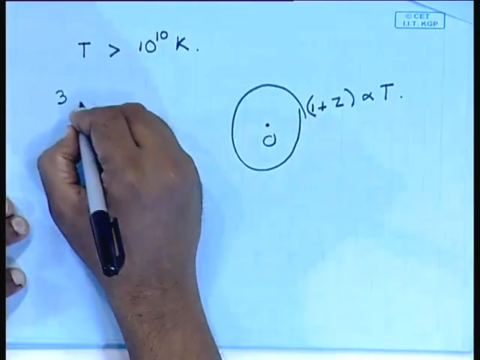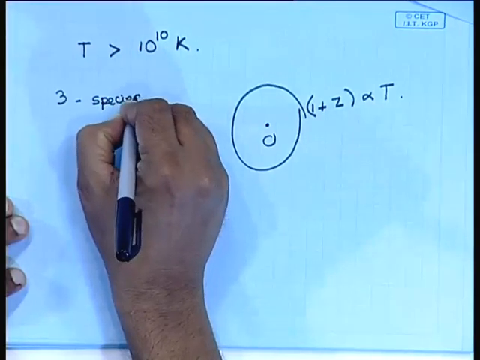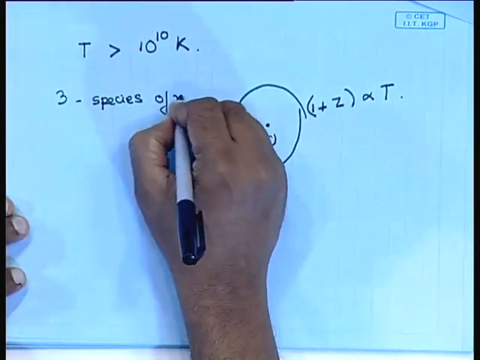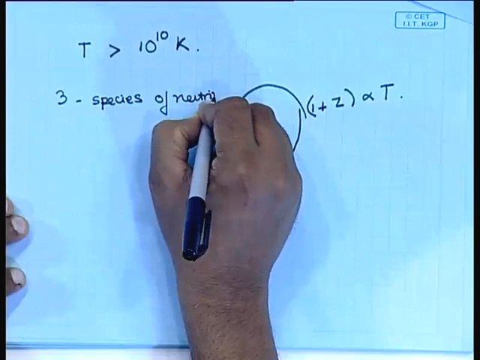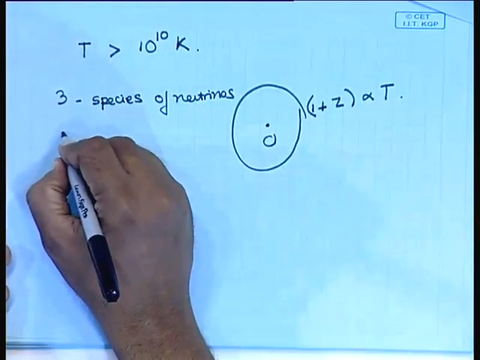We assume that there are 3 flavors, 3 species of neutrinos, and each of them has 2 polarizations.